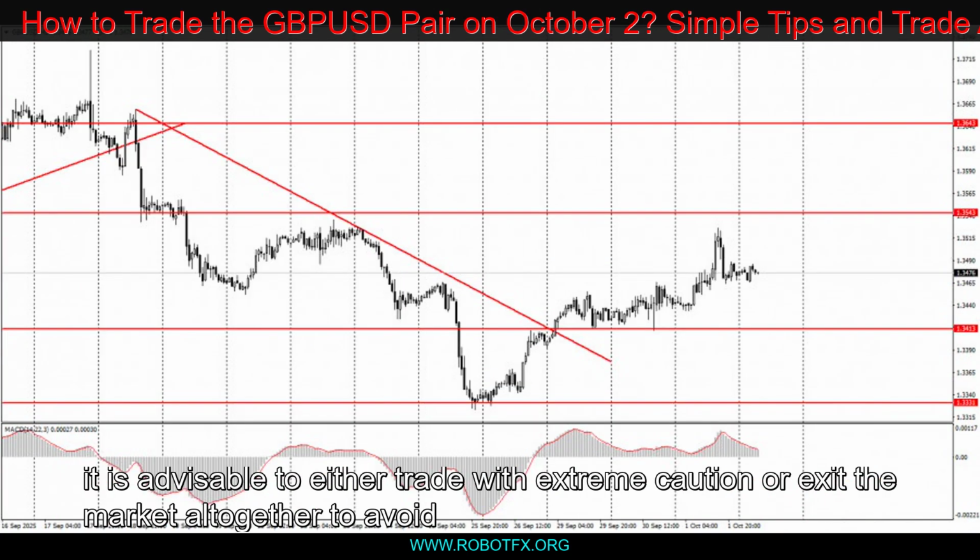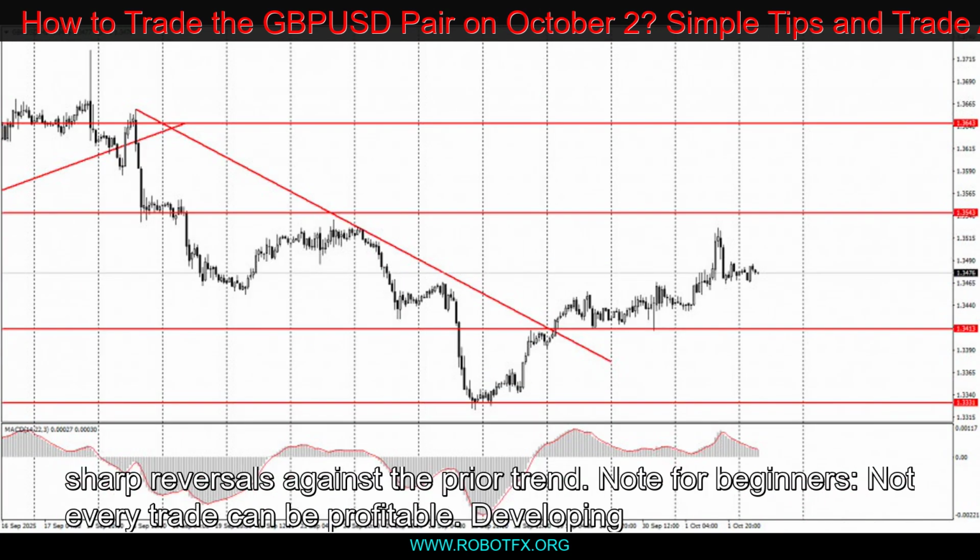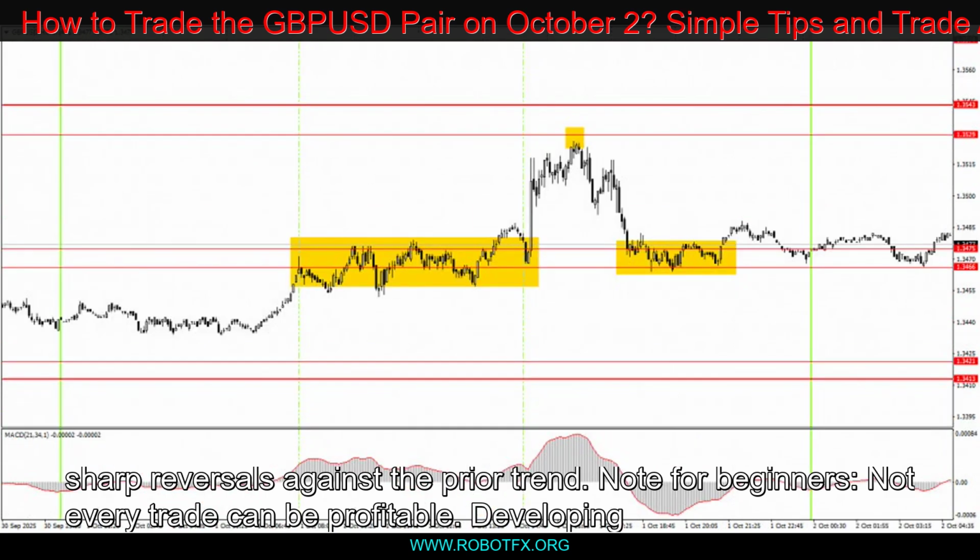Note for beginners, not every trade can be profitable. Developing a clear strategy and adhering to solid money management principles is the key to long-term success in forex trading.